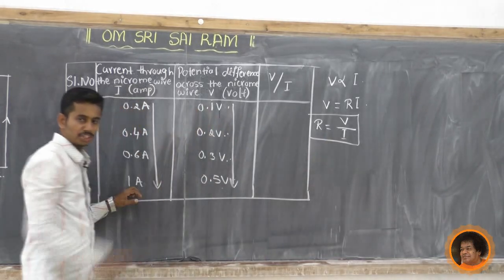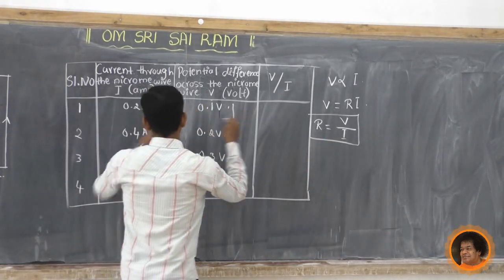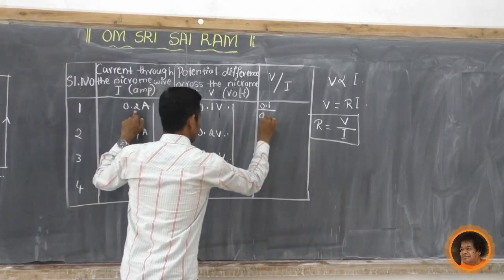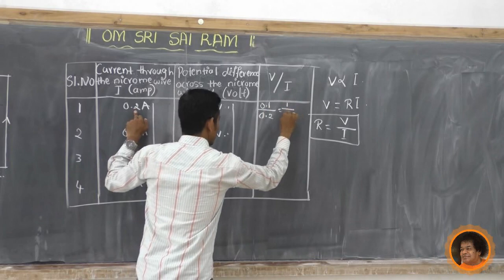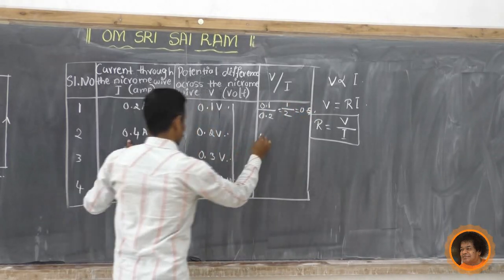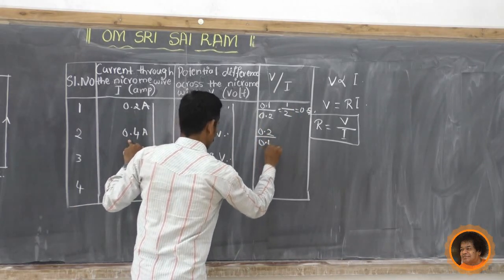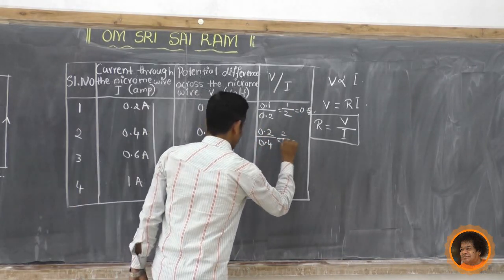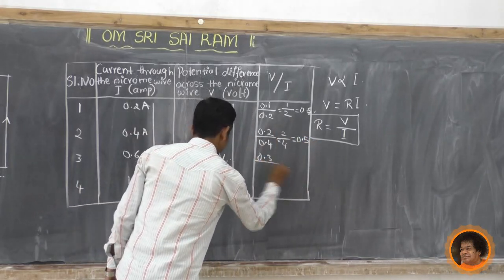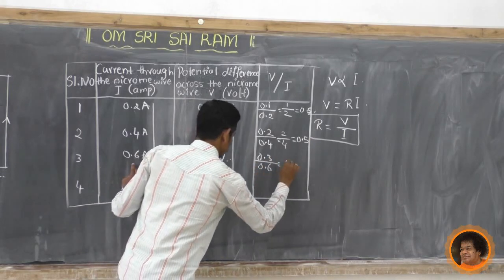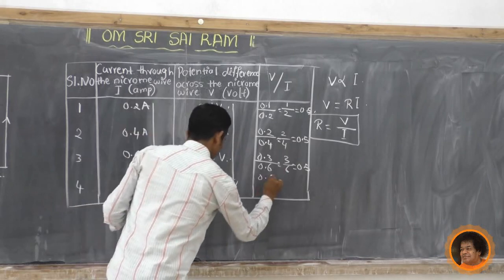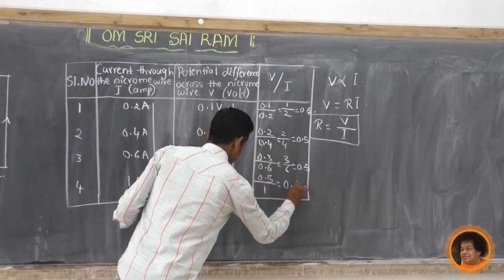Can we calculate from this tabulation? Yes. V by I. What is V here? 0.1 volt divided by 0.2. This is 1 by 2, which means 0.5. Then 0.2 by 0.4, what do we get? It is also 2 by 4, which is 0.5. Now third trial, 0.3 by 0.6, we get 3 by 6 equals 0.5. Then 0.5 divided by 1 equals 0.5 ohm.